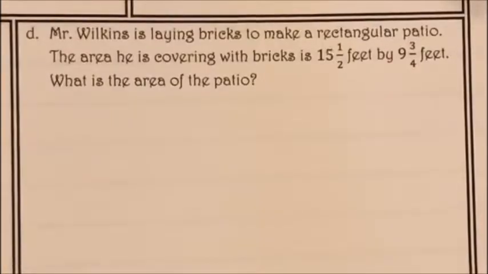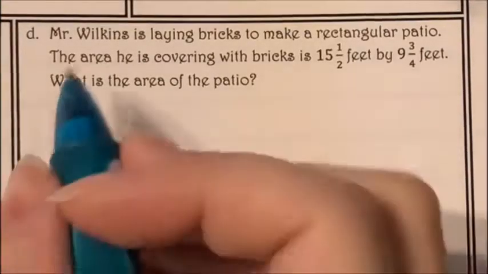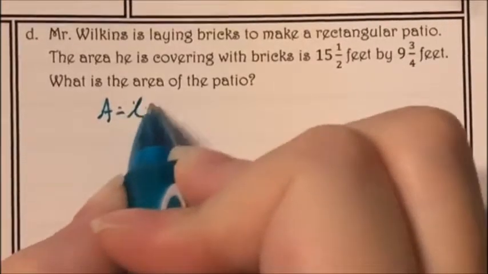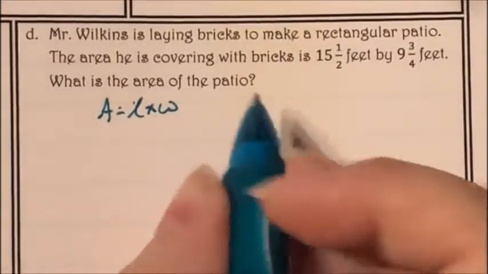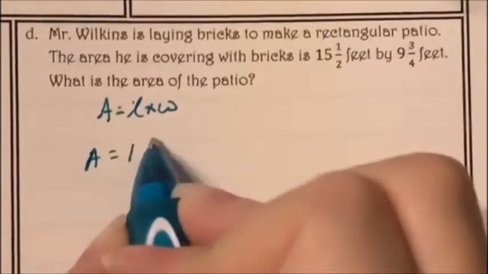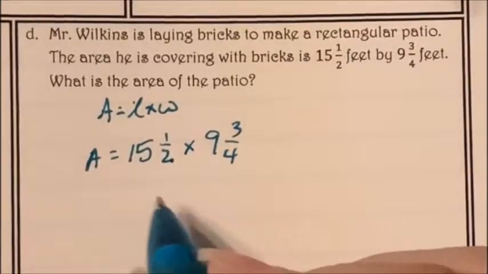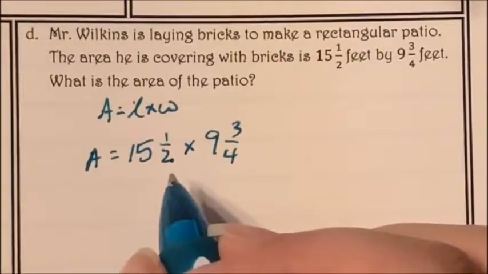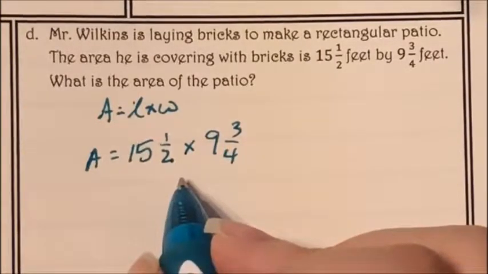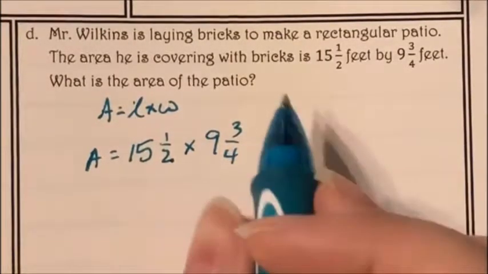Letter D, Mr. Wilkins is laying bricks to make a rectangular patio. The area he is covering with bricks is 15.5 feet by 9 3/4 feet. What is the area of the patio? So area is length times width. So I'm going to take 15.5 times 9 3/4. I need to change these from mixed numbers into improper fractions.